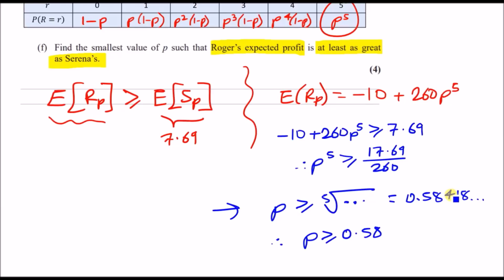And remember, you can't round down, even though it's natural. If you round down, then it'll actually be less. So you round up. If the probability is this amount, then you've definitely exceeded Serena's profit. And that's it, guys. That's pretty much the end of the question.